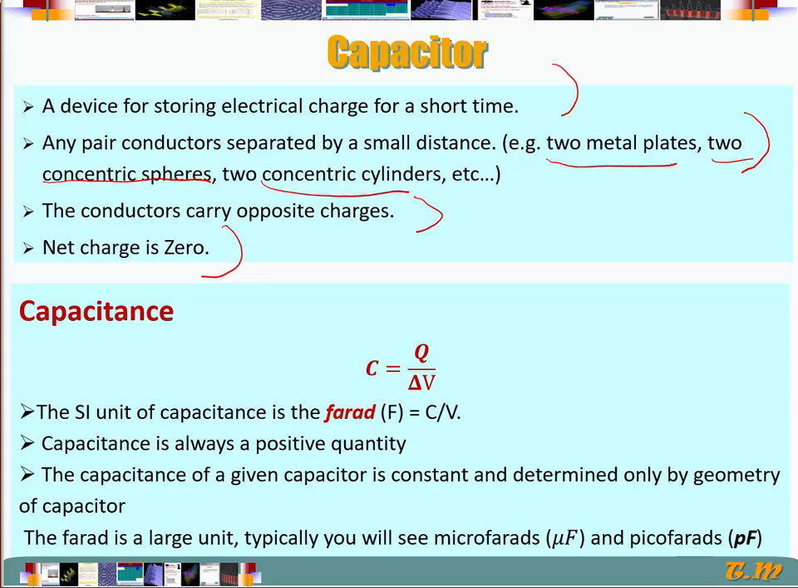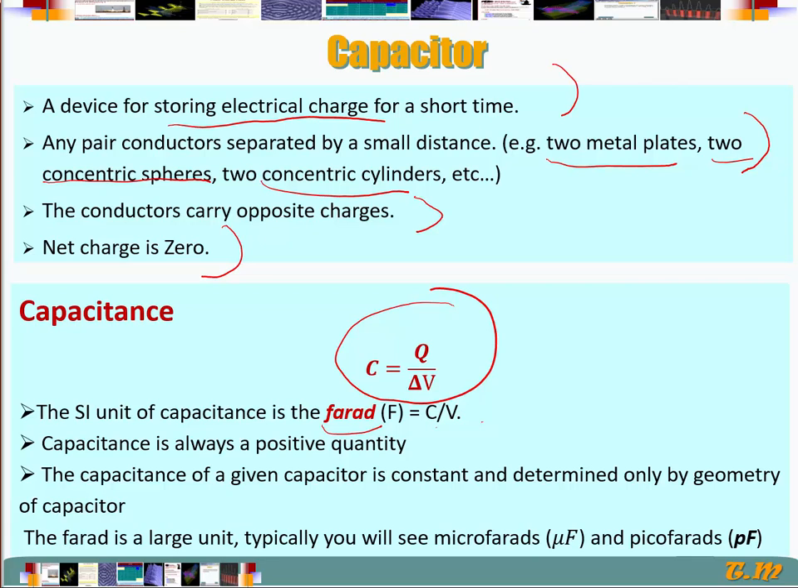Now, we call them capacitors because of their capacity of storing charge. That's the key, store an electrical charge. So we measure their capability of storing charge by what we call capacitance. Capacitance is defined as charge over voltage, charge per unit volts. Its unit is the farad, so it is coulombs over volts.